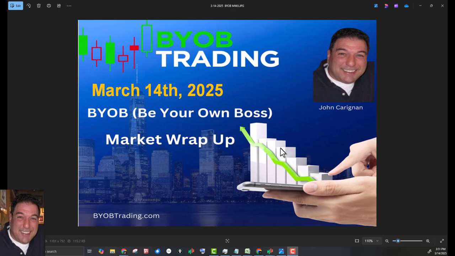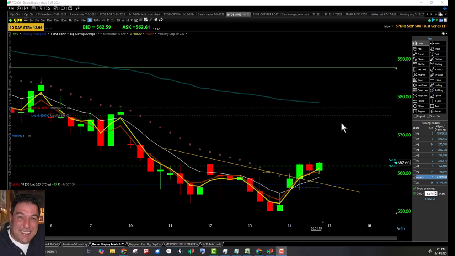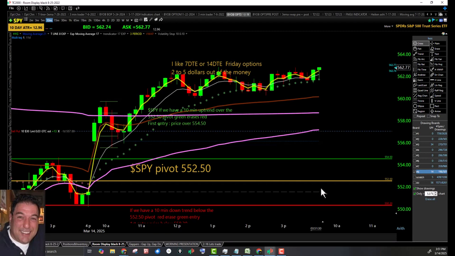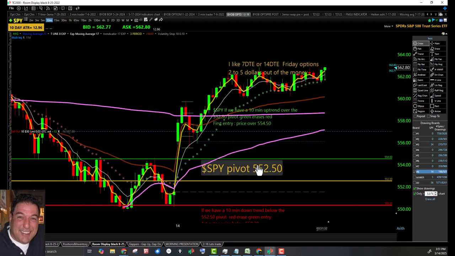Let's go take a look at some charts today. Got some bullish activity out of the SPY today, on the 10-minute chart. Gap and go. Nice 10-minute uptrend. If you played the game plan, you can see here's price.